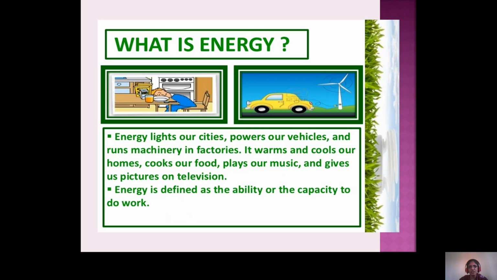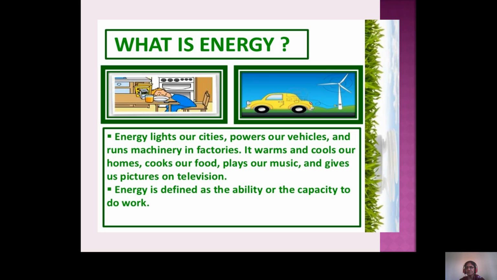Generally, what is energy? Energy lights our cities, powers our vehicles, and runs machinery in factories. It warms and cools our homes, cooks our food, plays our music, and gives us pictures on televisions. So energy is defined as the ability, the capacity to do work. For any work you have to do, we want energy.